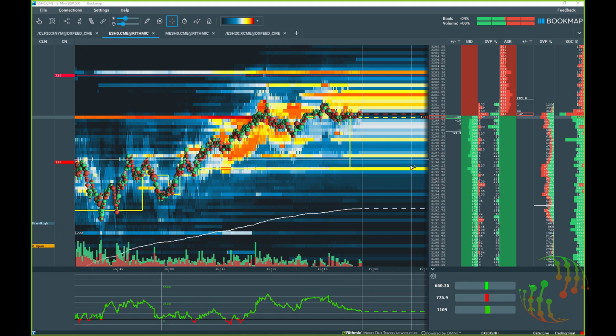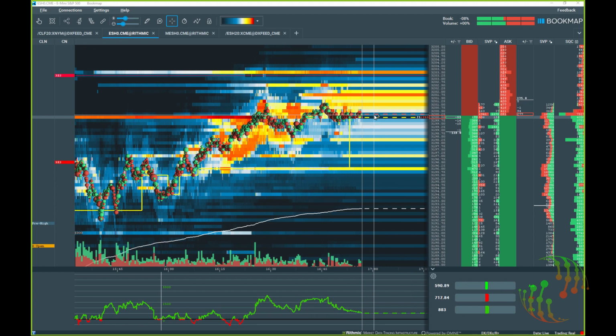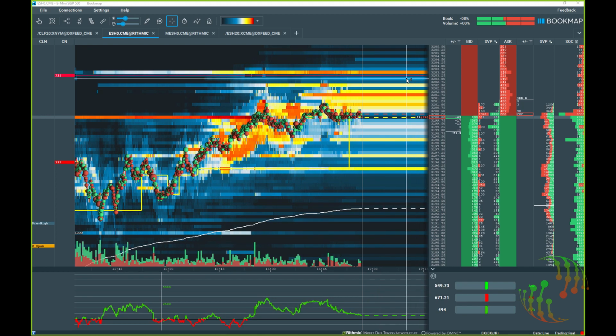But everything is pointing up. The question is now, when will we get a pullback? The next level I have marked before the market opens is the 3203 level here.